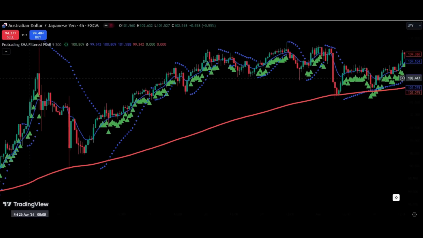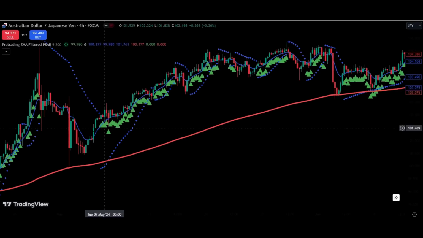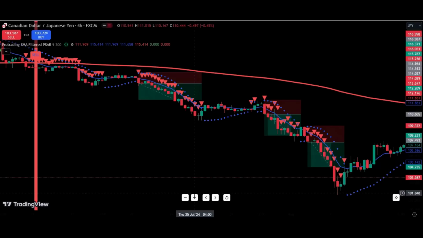You might be wondering how you add this indicator to your chart. Just follow the steps below to add it to your chart. The link for this indicator is in the description box below.